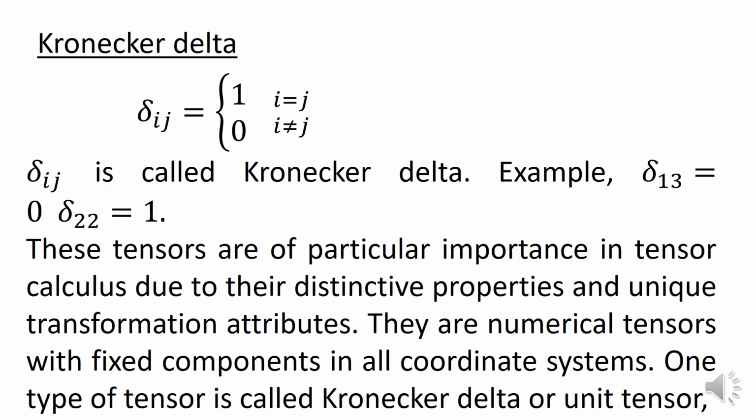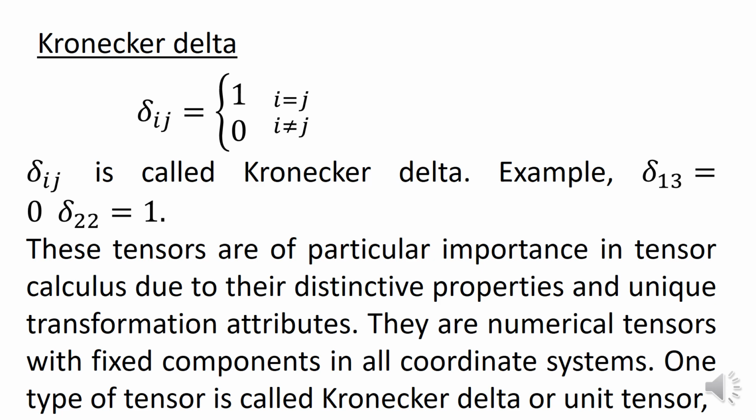Now, delta is a symbol for the Kronecker delta. We already discussed that delta 1 3 or delta 2 2 are equal to 1. And similarly delta 1 1 and delta 3 3 you can include. So these tensors are of particular importance in tensor calculation. These are most important in tensor calculus.